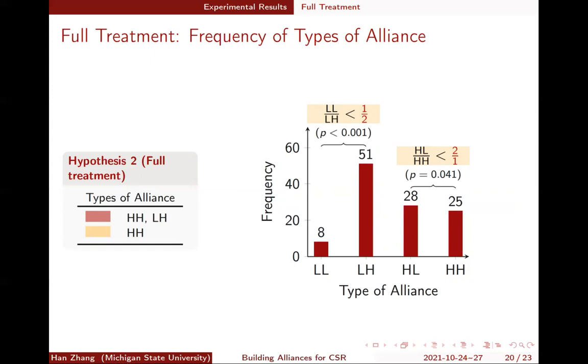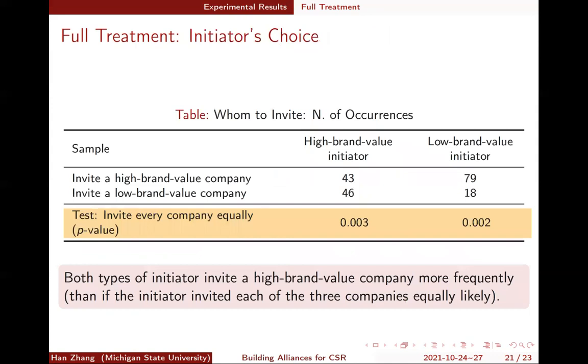The initiator shows a preference for the high type if it forms an alliance with a high type more than half as likely as with a low type. Our data confirms the prediction. If we look under the hood, we see that both types of initiator invite a high brand value company more often than if they invite any company equally likely. Evidence of status-seeking behavior. We include further analysis in the paper.